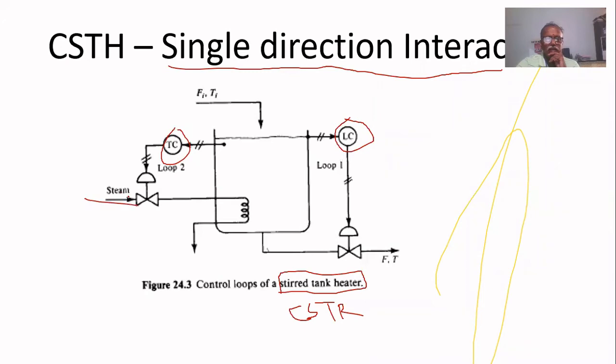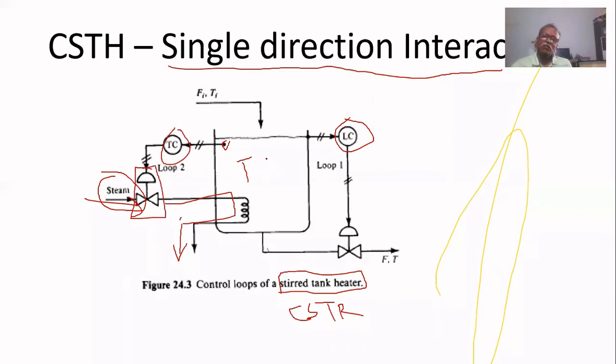The steam is supplied to heat up, as it is an endothermic process. That's why steam is supplied here. The steam has to be regulated to control the temperature inside. So a temperature sensor is there, and the temperature transmitter transmits the temperature to the temperature controller, and the valve regulates the steam flow rate. This is the temperature controller.